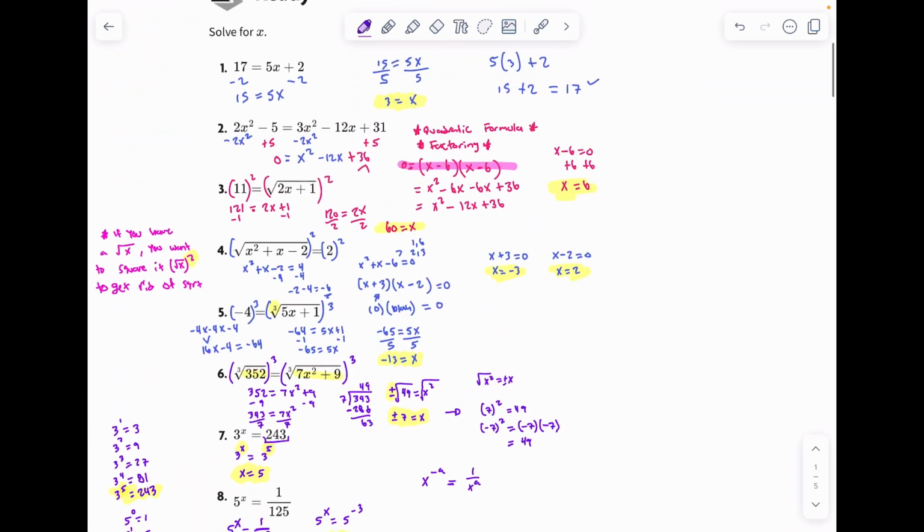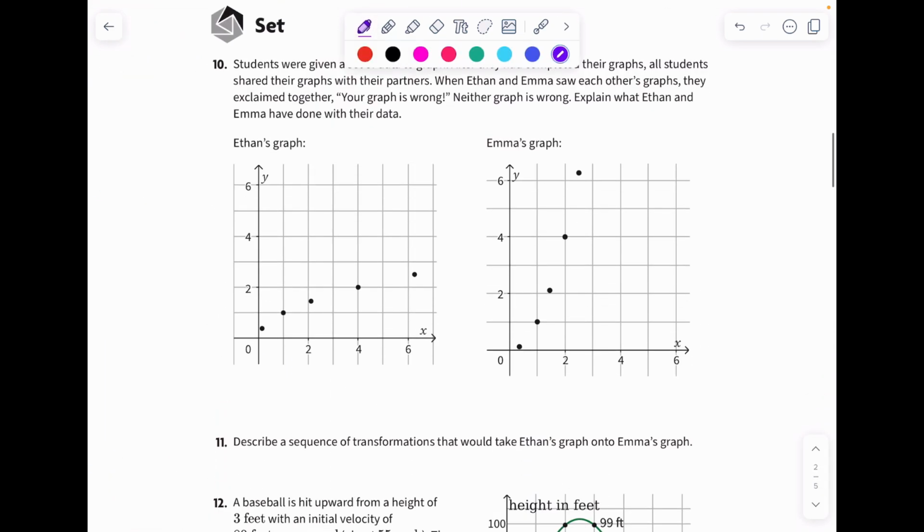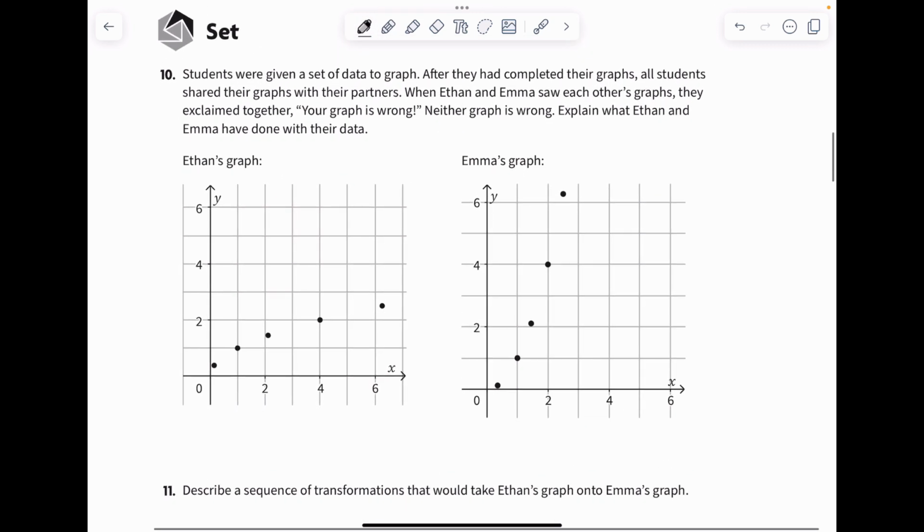Let's jump into question 10. It says that students were given a set of data to graph. After they had completed their graphs, all students shared their graphs with their partners. When Ethan and Emma saw each other's graphs, they exclaimed together, "Your graph is wrong." Neither graph is wrong, so that's important to note. Explain what Ethan and Emma have done with their data.